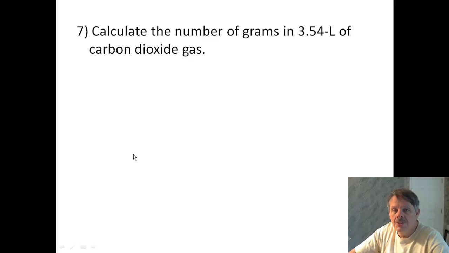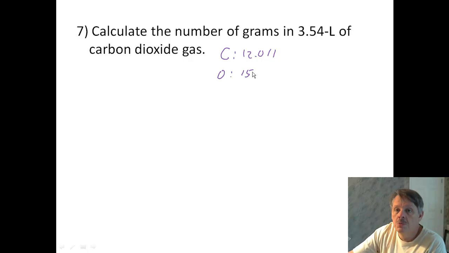Okay, number 7. Calculate the number of grams in 3.54 liters of carbon dioxide. Well, the first thing is that carbon dioxide is something very common, so I don't know if I'm going to use it again in this podcast, but I'll do it quickly. Carbon is 12.011. Oxygen is 15.999, and there are 2 of them. When you add that up, you get 44.009.